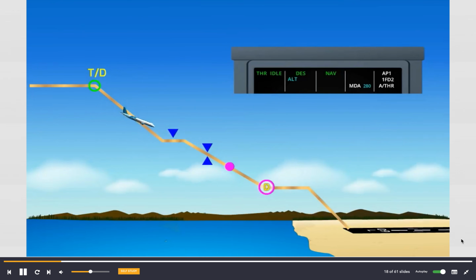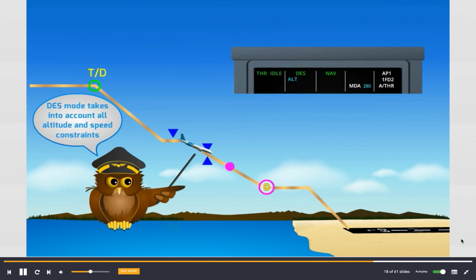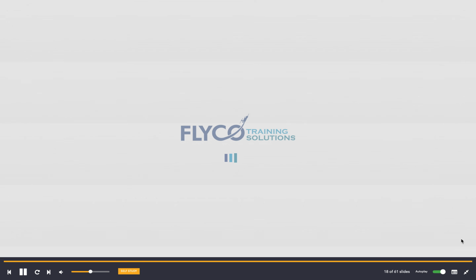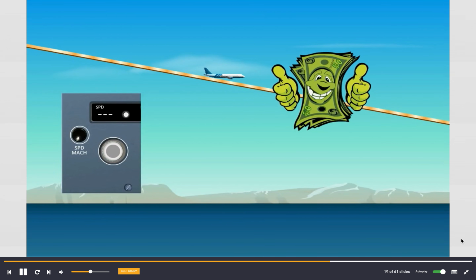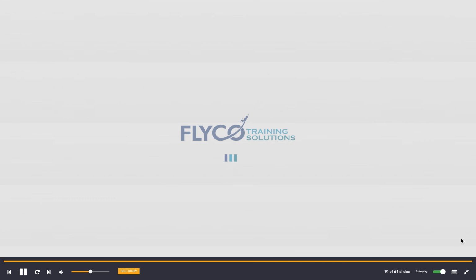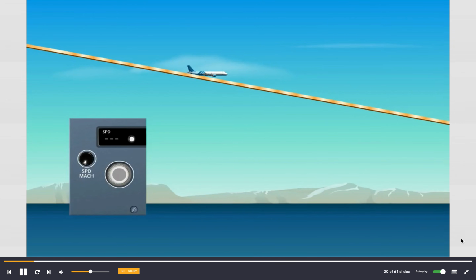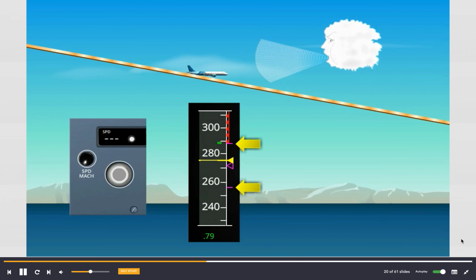The descent mode guides the aircraft along the FMS pre-computed descent profile by taking into account all altitude and speed constraints. Managed speed is the recommended descent speed mode, and it provides the most economical descent. However, as the actual conditions may differ from those planned, the descent mode operates within a 20 knots speed range around the managed target speed to maintain the descent path.